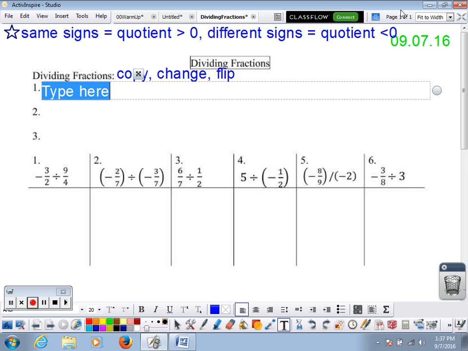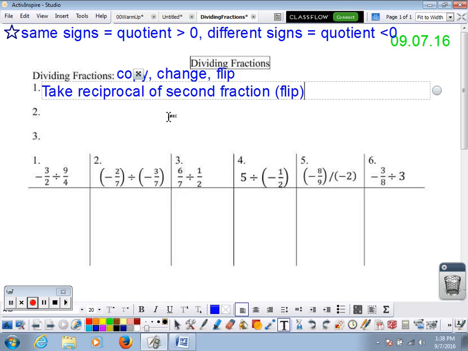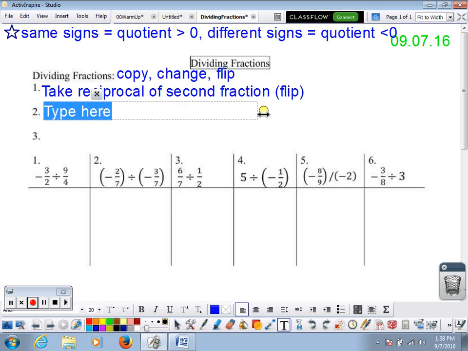Okay, so first off, this flip part. There's a fancy math word for that, the reciprocal. We're going to take the reciprocal of the second number, or the second fraction. Okay, that's the flip part. We flip the second fraction, except we're going to say, take the reciprocal. Then, instead of dividing, we're going to multiply. And we're going to multiply normally.